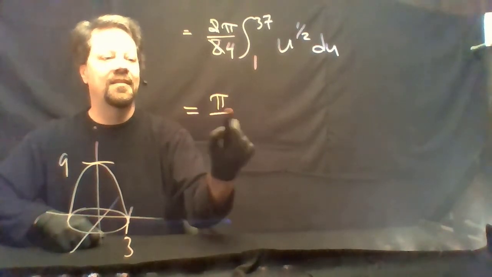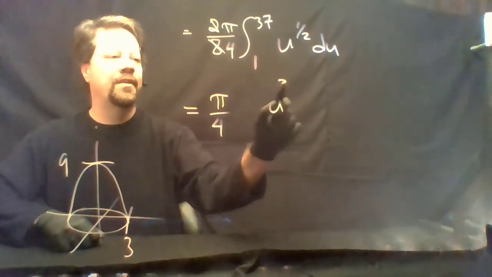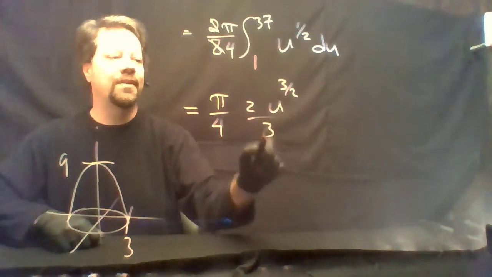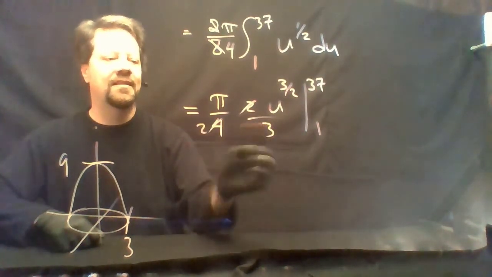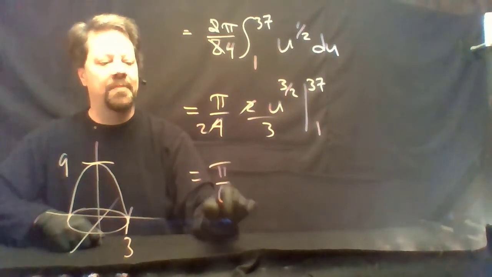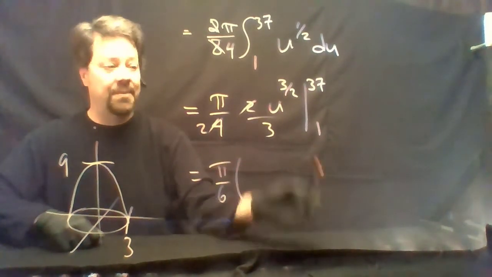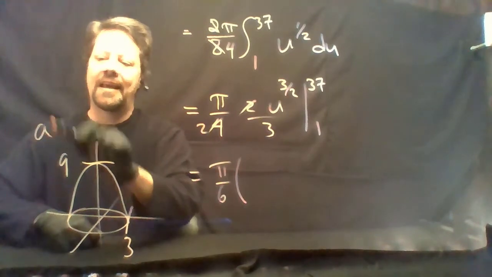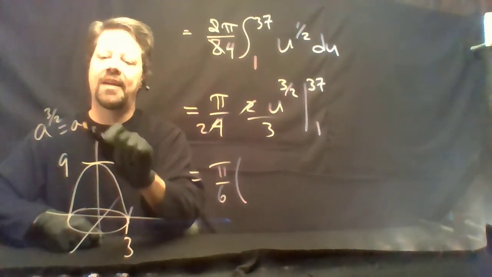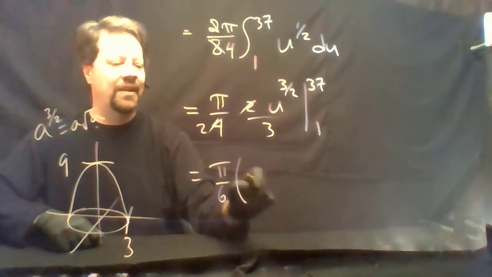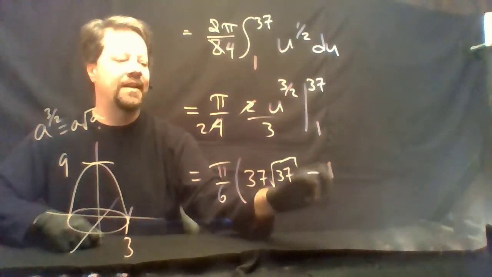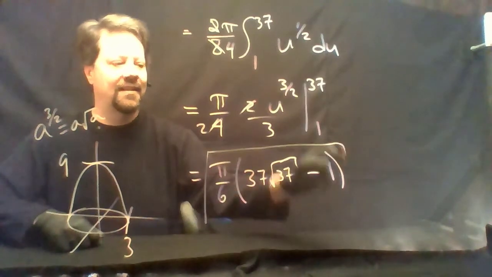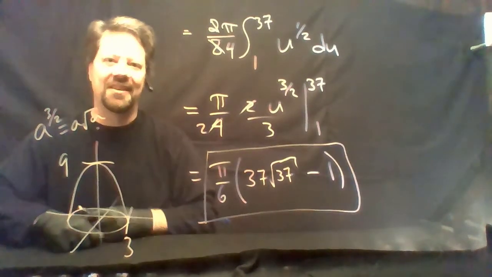Integrating, we have pi over 4, u to the 3/2 times 2/3, evaluated from 1 to 37. This gives us pi over 6, and remember that if you have a to the 3/2, that's a root a. We'll have 37 root 37 minus 1. That is the surface area.